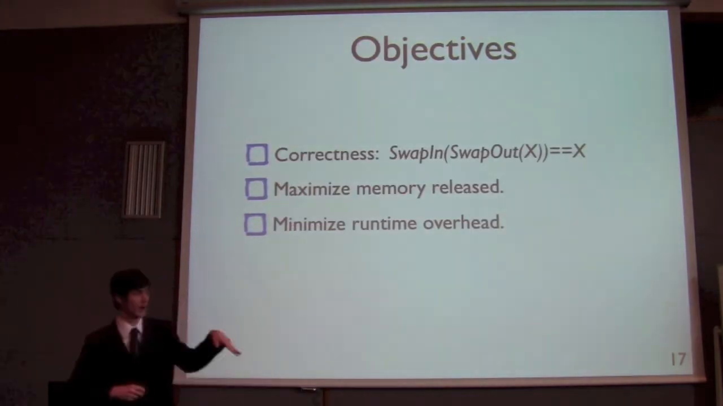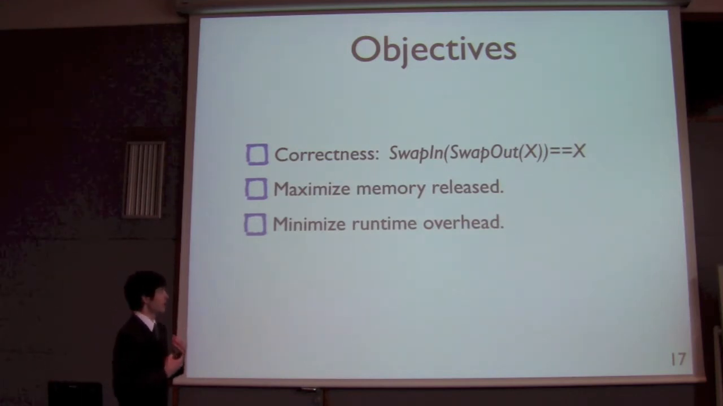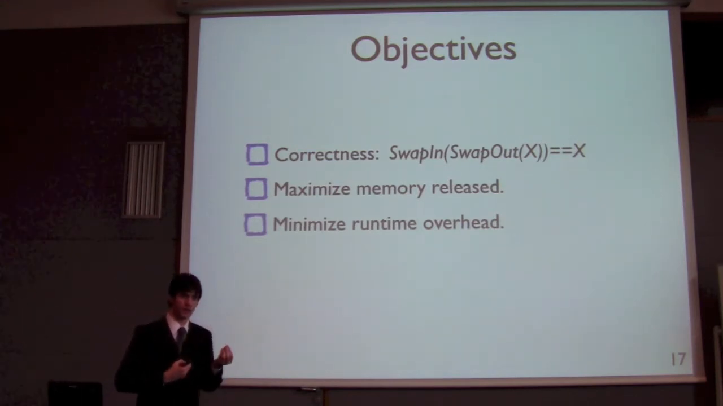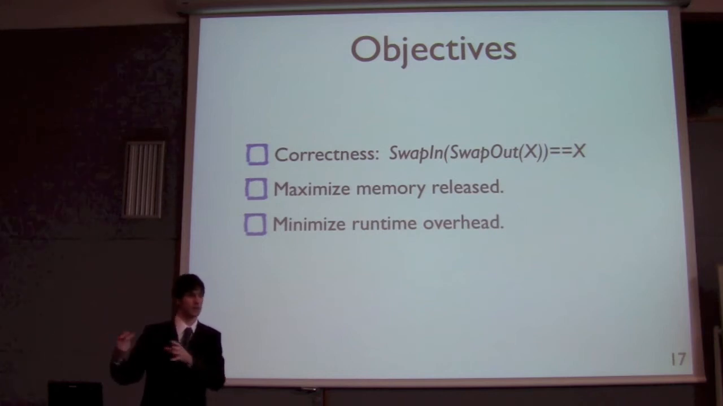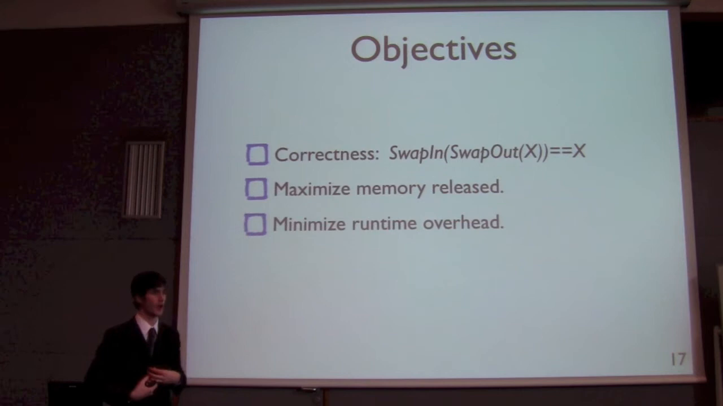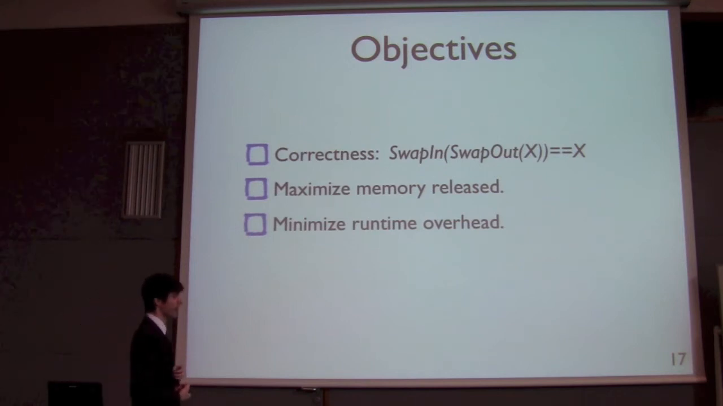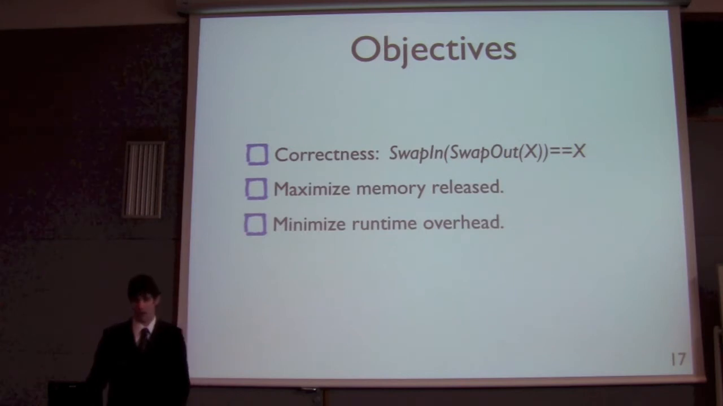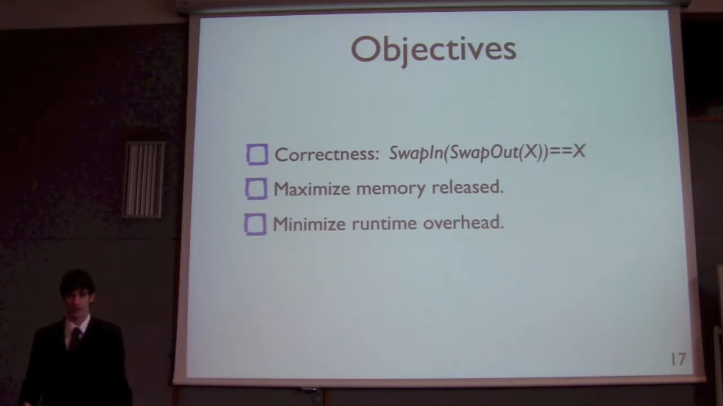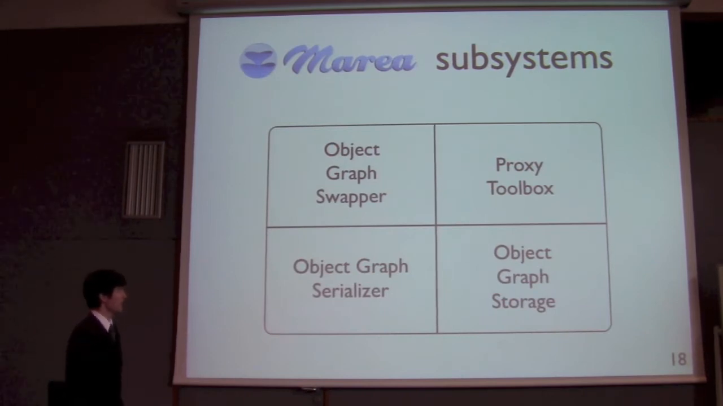Regarding that aspect, it's what we call correctness. That means that when we swap in a swapped out graph, we should have exactly the same object graph that we had before the swapping. So that's one of our objectives, to be correct. Then we want to, of course, maximize the memory that we can release. And finally, we would like to have as little overhead as possible. So those are our objectives. I can identify 4 subsystems for Marea.